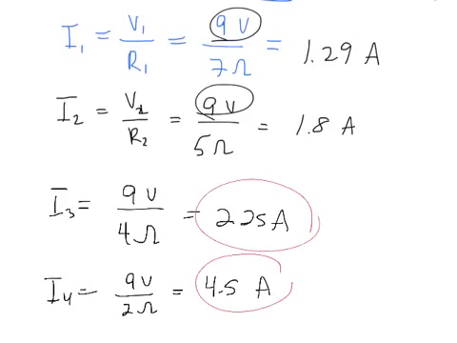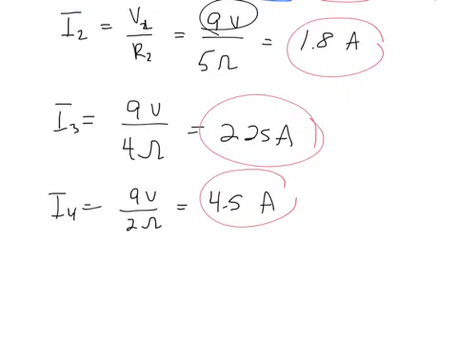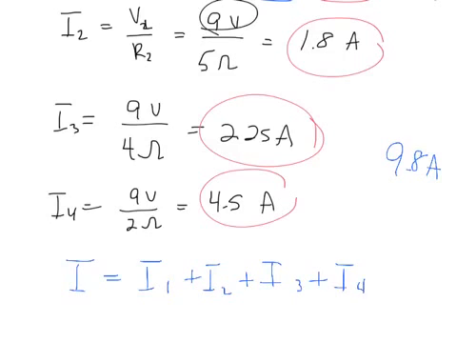Now, if I take these four values of current, what I'm going to notice is that when I add them together, they do indeed sum up to the original current in the problem. The original current that we solved for was 9.8 amps from earlier. Remember that number. And our current law tells us that the sum of all the currents is equal to the original current, or the current through the whole circuit. And these four numbers, 1.29 plus 1.8 plus 2.25 plus 4.5, is indeed approximately 9.8 amps. The reason it's approximate is because we rounded earlier when we did the equivalent resistance, so there's going to be some rounding error in the problem.